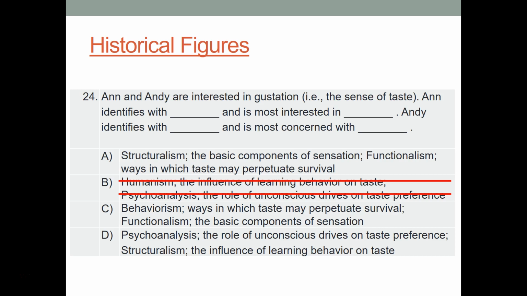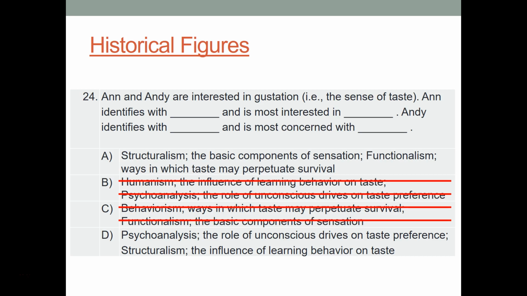Going to option C, Anne identifies with behaviorism and is most interested in the ways in which taste may perpetuate survival. Again, that doesn't match up. That's not what behaviorists were interested in, rules of observable behavior, not perpetuating survival. The second option, Andy identifies with functionalism, and is most concerned with the basic components of sensation. Recall that functionalism was interested in the function of processes. We've got a couple of mismatches here. We can cross that one off.